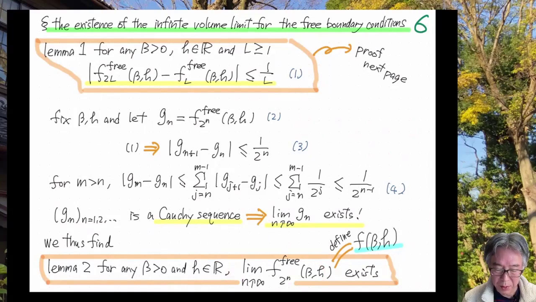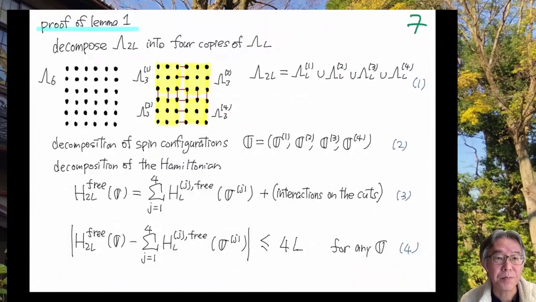So let's define f beta h now. We know that this limit exists, so we define f beta h as this limit. As you see, this is a very essential statement, and so this lemma is very important, so we shall prove this. By the way, here we use the fact that a Cauchy sequence has a limit, and probably this is the most abstract mathematics used in this mini course. So I think it's good news. Anyway, let's prove this lemma 1, which is essential.